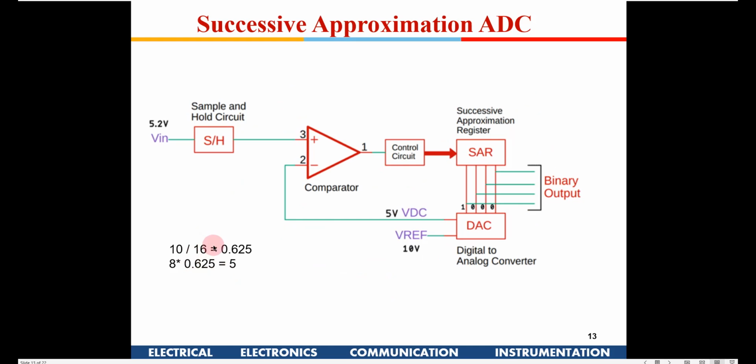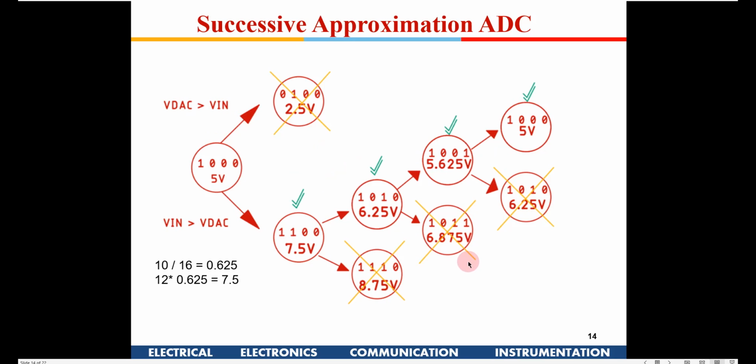Why? Because I am using a 4-bit ADC and the maximum resolution is 0.625, right? So obviously the first level will be 5 and the second level will be 5.625. So 5.2 is in between two levels, and that is the reason the final answer will be 5 and not 5.625. You can't have 5.2 here because the resolution itself is only 4-bit. So this is how a successive approximation ADC works.